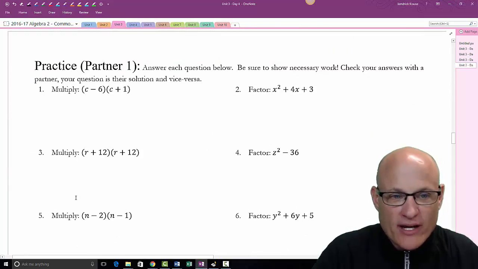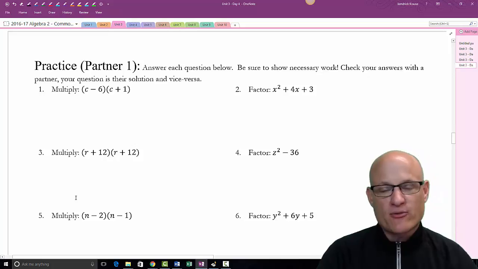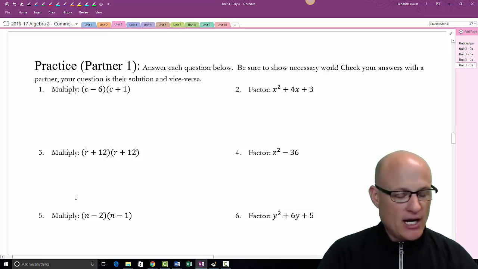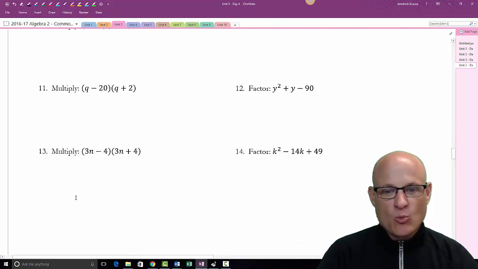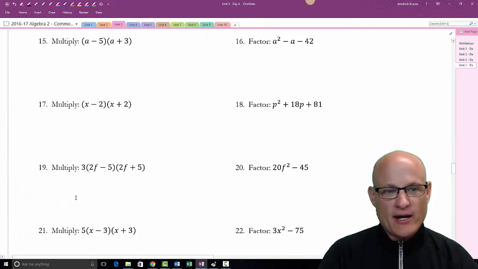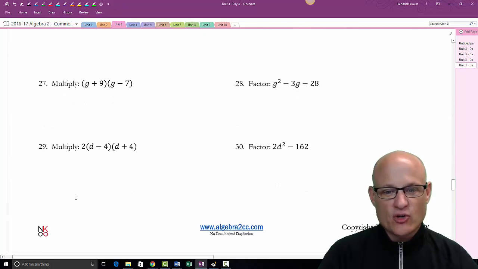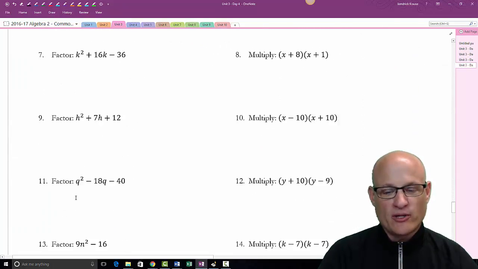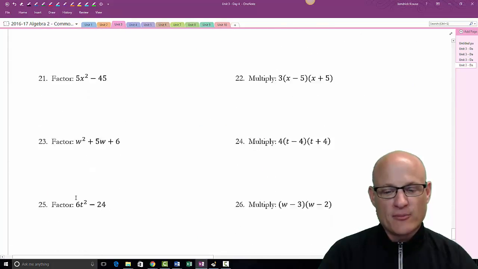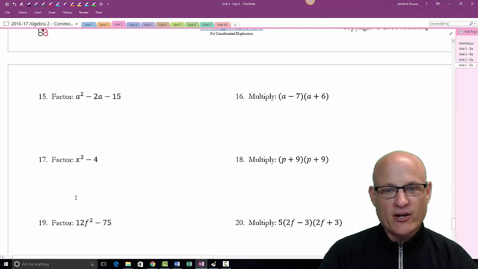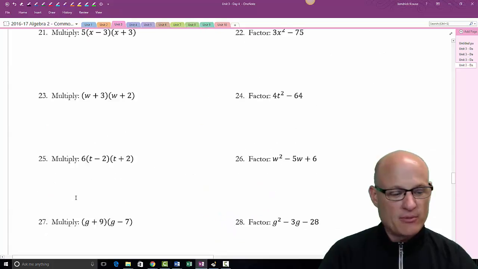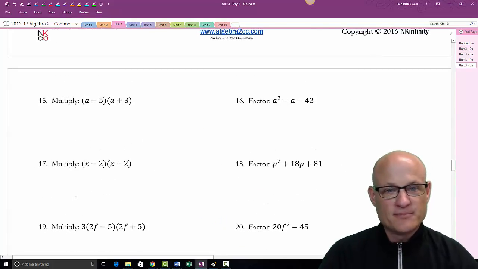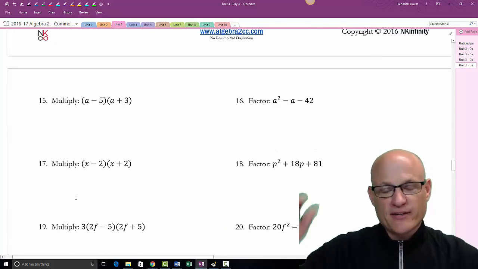You're going to get into some really crazy factoring later on, and I'm not going through all these problems with you. But one of the partners in class will do these 30 problems. The other partner will be doing these 30 problems. And then I want you to compare your answers. Are they the same problems? I don't know. It doesn't matter. Just compare your answers.